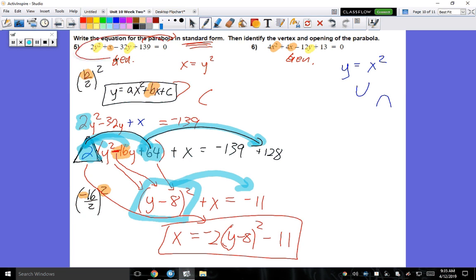So we changed it from general, we completed the square to standard, and all the while, any of those coefficients, remembering that they're going to go through and not be included inside the parentheses. Okay? Alright, so let's do number 6.